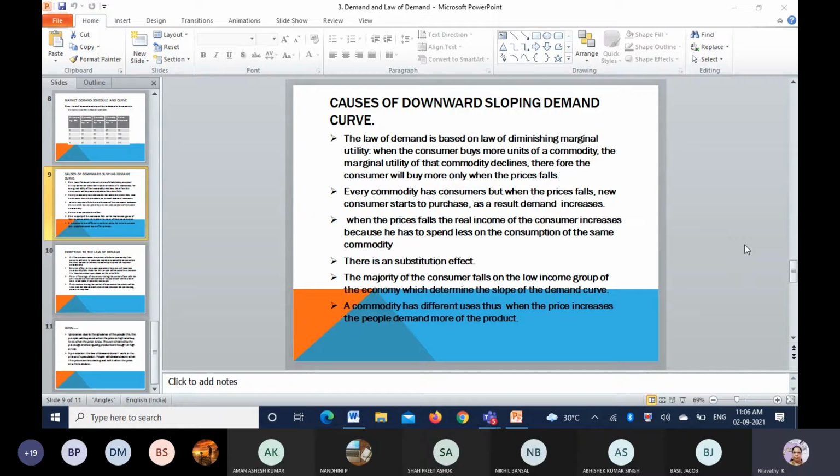And then the third one is that when the price falls, it actually means that the real income rises. There is a difference between money income and real income. That also you please keep in mind. Money income is the face value of it. If you have a 100 rupees note, the face value is 100 rupees. Okay, so that is the money income.